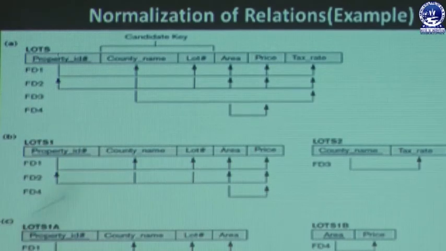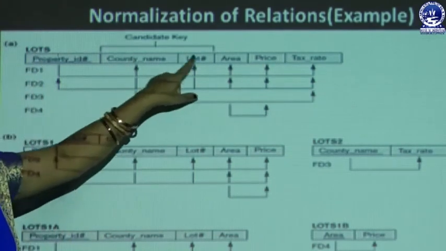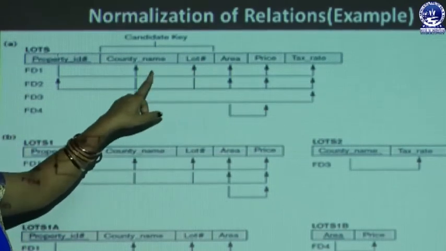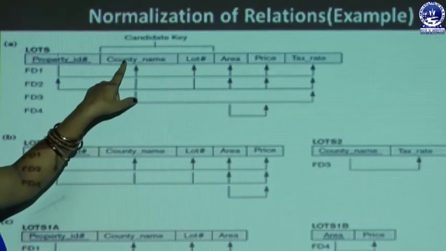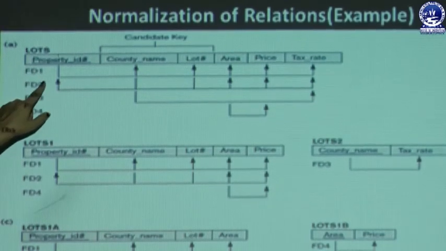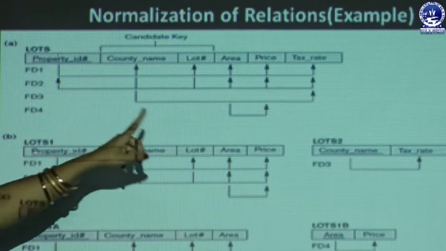That is why this relation schema is not in second NF, because the tax rate does not depend upon the whole key, that is country name and lots. It just depends upon part of the key, that is only the country name. So, this relation is not in second NF. Now, we convert this relation into second NF by decomposing this relation schema. The decomposition converts it into two tables, that is lots 1 and lots 2.